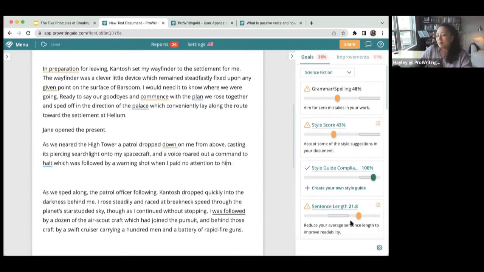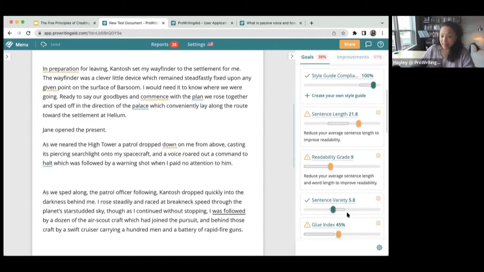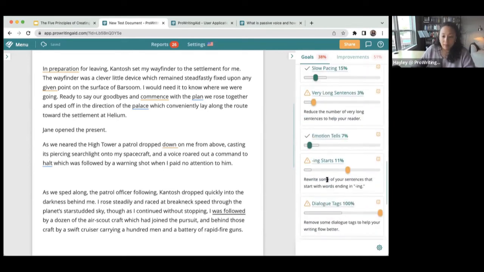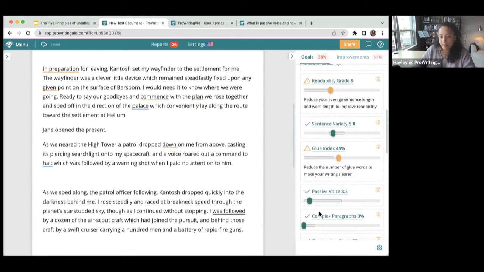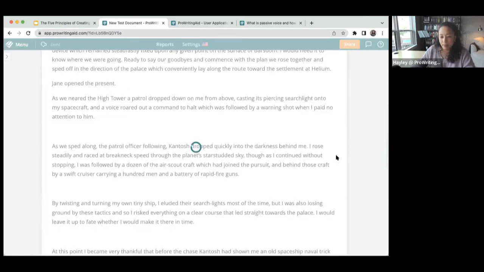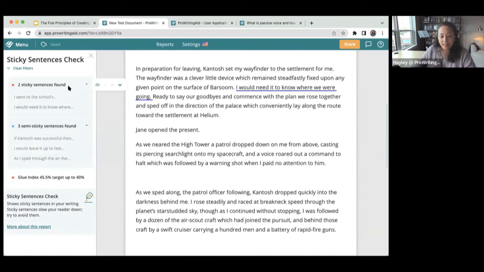And again, it doesn't mean that your document is bad by any means. If you have over 45% glue or over 40% glue words, you could decide that it's just fine. What I would recommend, where I am looking at this right now is in our goals sidebar on the right, and I can see that I have a glue index of 45%. If I click on that, it will open up the sticky sentences check, and I'll see how many sticky and semi-sticky sentences I have.